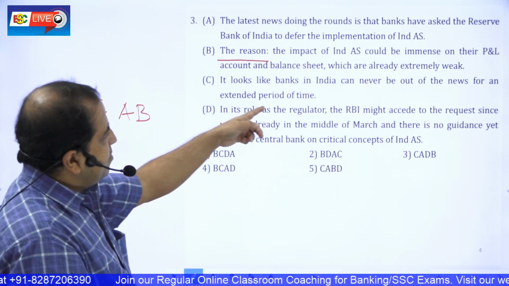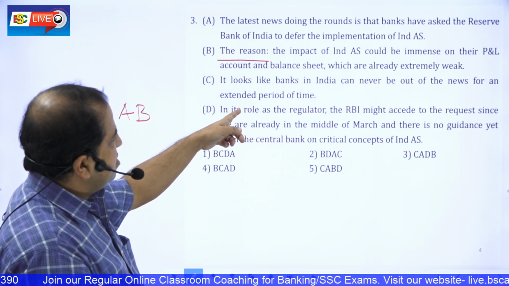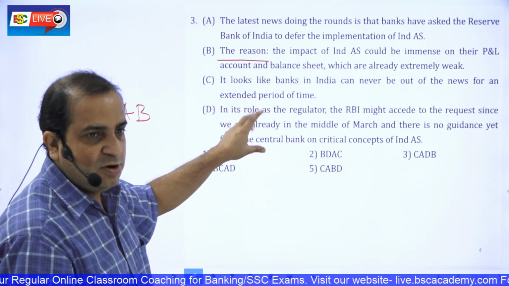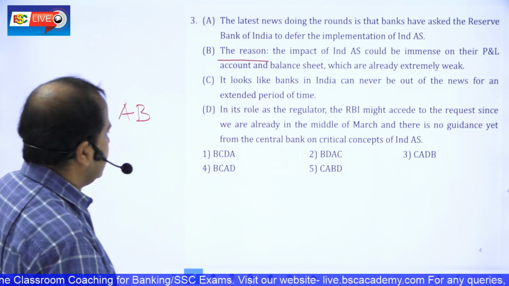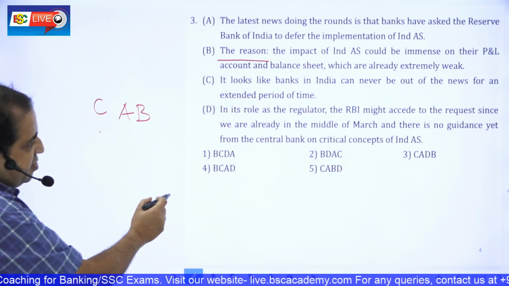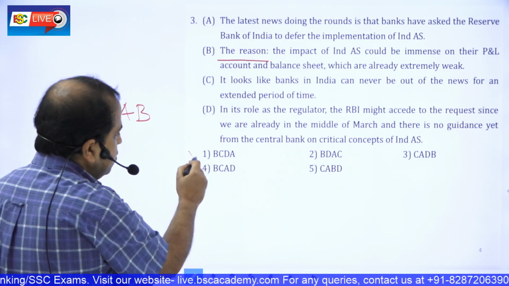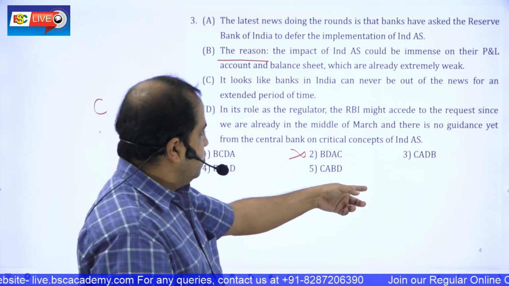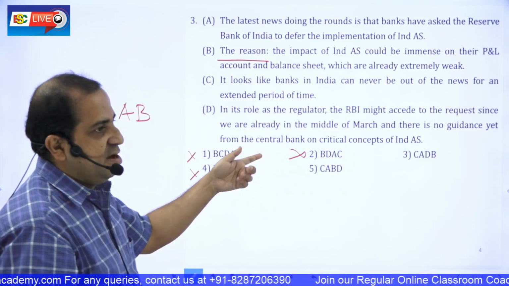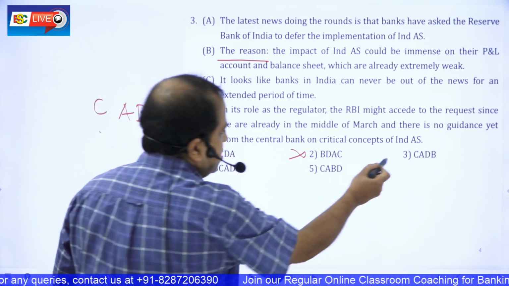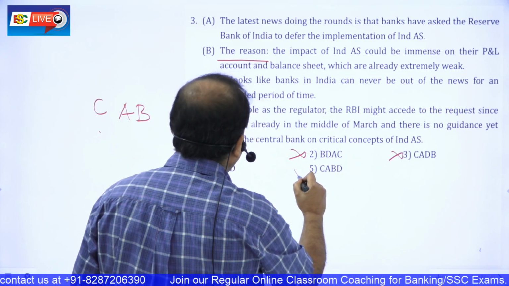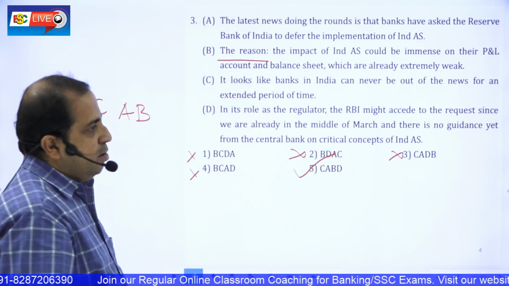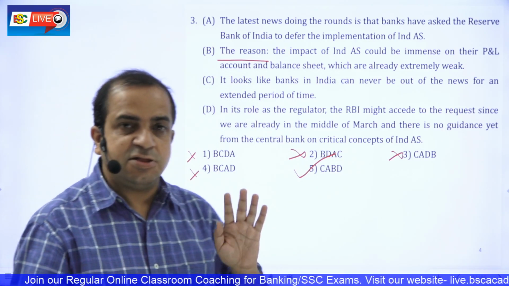And it looks like banks can never be out of the news for an extended period of time. बैंक्स के बुरे हाल को इंट्रोड्यूस करने के लिए सेंटेंस है. तो CAB things are becoming pretty clear. This goes away, this goes away, this goes away. We are left with two sentences. D coming in between doesn't make much sense. So this also goes away. We go for CABD.